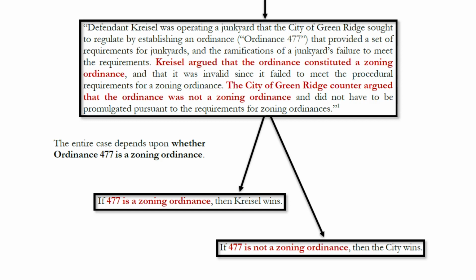The conflict arose because Kreisel did not think that the city had the right to regulate his junkyard under that specific ordinance. He claimed that this was because Ordinance 477 was a zoning ordinance, and so was not applicable to his particular establishment. So the case largely turned on whether Ordinance 477 should be considered a zoning ordinance or whether it shouldn't be. Now, there are a number of details of this case that need not concern us here. The main takeaway that we need to consider is the following. If Ordinance 477 is a zoning ordinance, then we know that Kreisel will win the case. By contrast, if 477 is not a zoning ordinance, then the city will win the case.